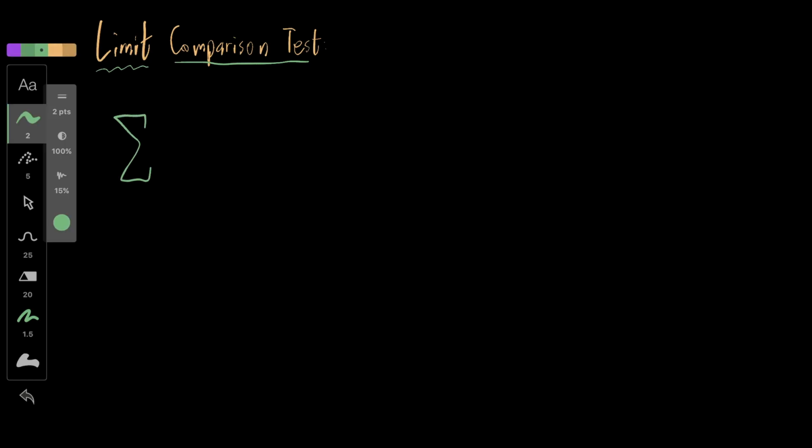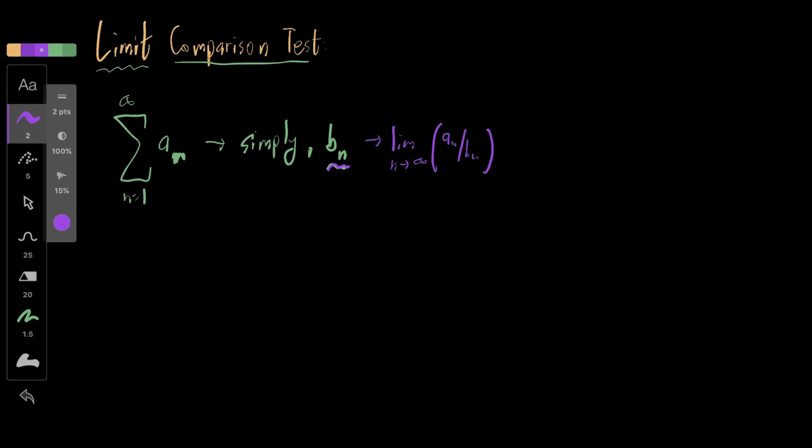Basically, let's say we have a series, n is equal to 0 or 1 to infinity, of a_n. Now, what one can do is simplify a_n to some form that is similar to something we already know. Then we have another series. Let's have this new series, b_n, and let's take the limit as n approaches infinity of a_n over b_n.